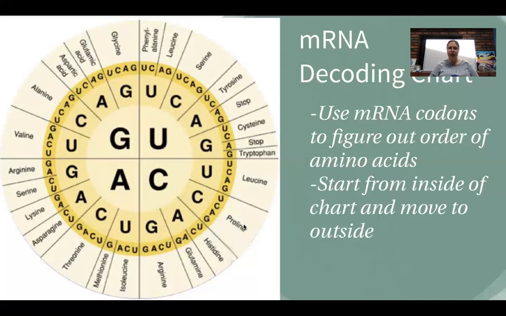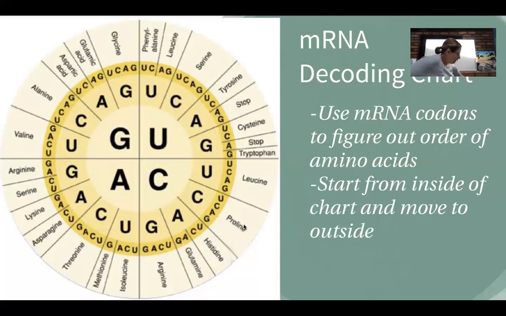So how to use the chart again. Things you need to know with the chart though. Start with the inside, move out. And always use the mRNA. Don't use the tRNA, you'll get an incorrect number. So please don't do that. Why don't we do a couple more of these just to make sure that we're understanding it.